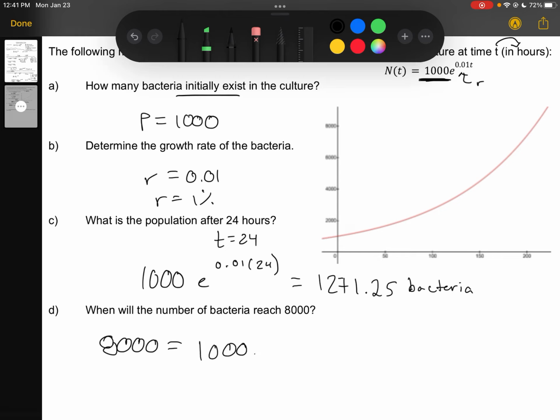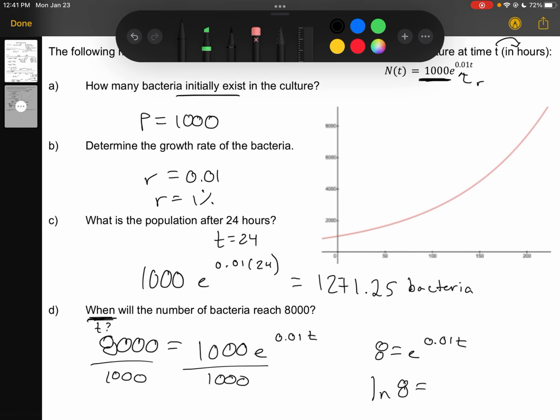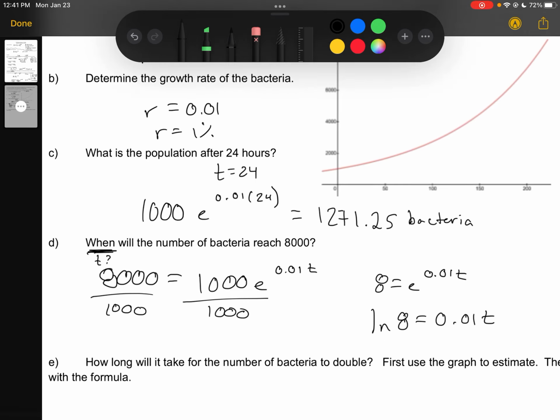So again, set it equal to 8,000, and then from here we plug in everything else that we already have. We just don't know the time. So when is telling us solve for the time. So what is t? So follow the same steps we did on the back side. Divide both sides by 1,000. We'll get 8 is equal to e^(0.01t). And another great example of where ln helps us. Rearrange our exponential function as a logarithm. Divide both sides by 0.01. And this ln of 8 over 0.01 will give us the final answer.